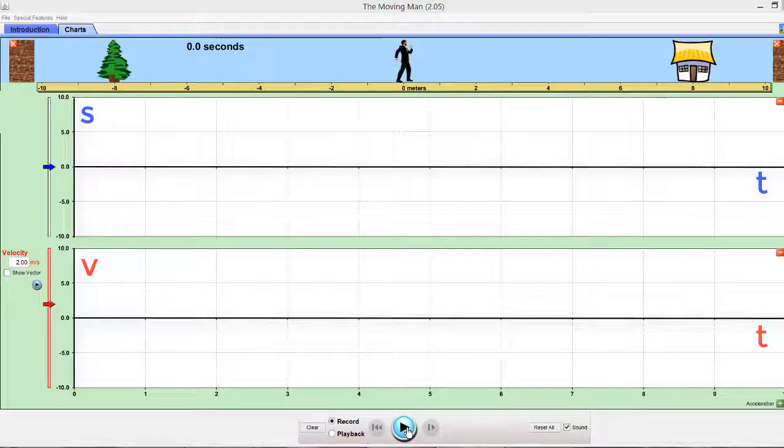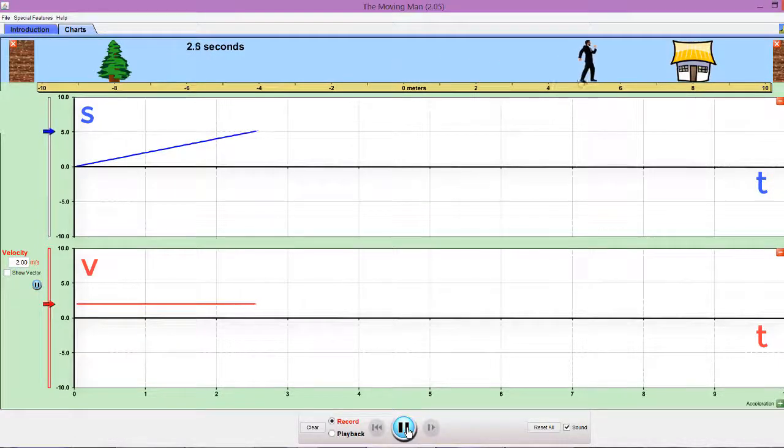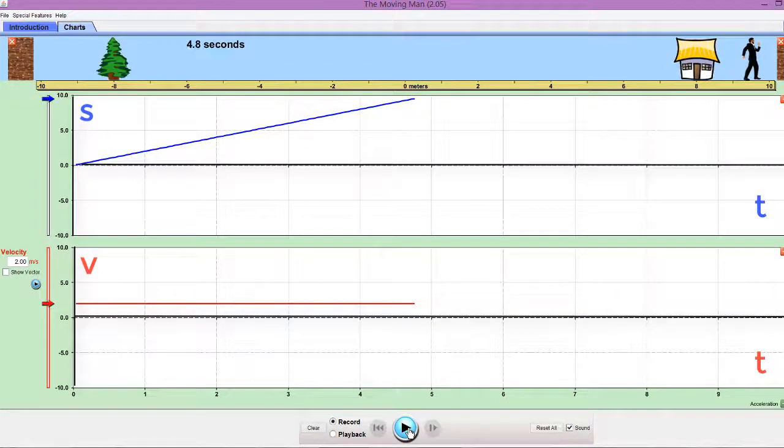Consider this example. Instead of dragging the man, I can set our man's velocity at a constant plus 2 meters per second in this box here. When I press the start button, he will begin his journey across the screen. I want you to predict the shape of the two graphs. Are you ready? Here he goes. As I hope you predicted, the red velocity time graph is very simple, showing a constant 2 meters per second throughout, but notice in the positive direction, of course. The blue graph shows displacement increasing steadily with time.